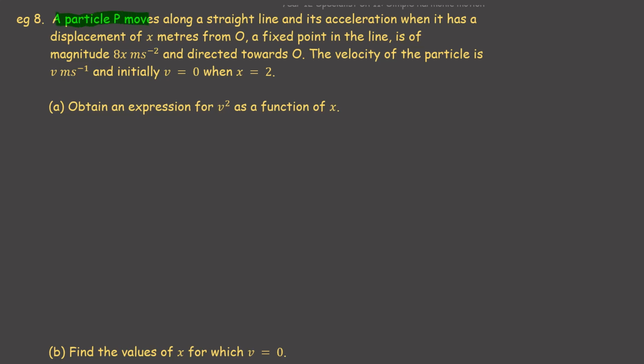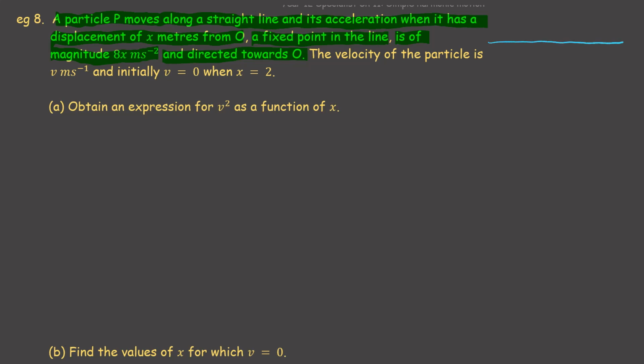A particle p moves along a straight line, and its acceleration when it has a displacement of x meters from O, a fixed point in the line, is of magnitude 8x meters per second squared and directed towards O. Now that part is important because if this is O, if our particle is here and x is positive, then the acceleration will be negative.